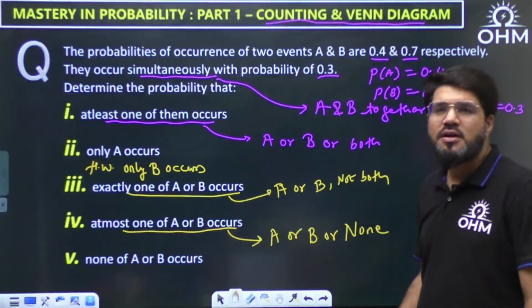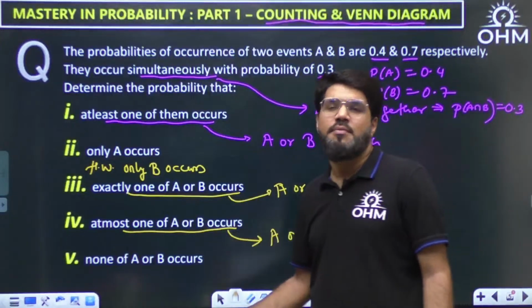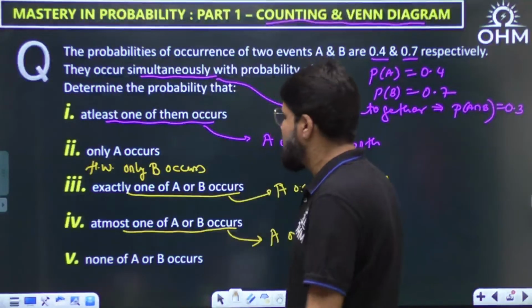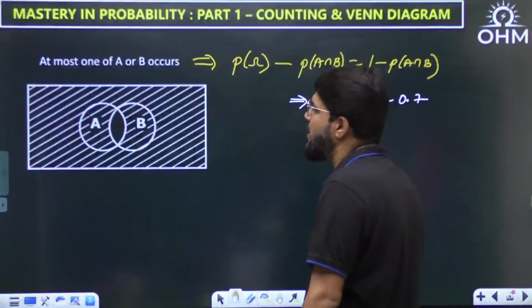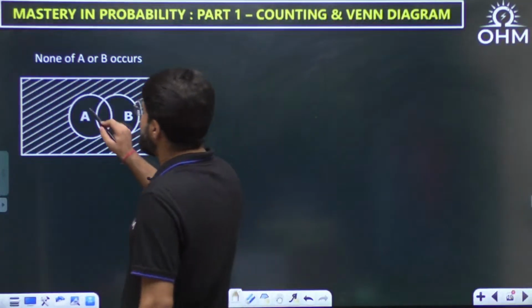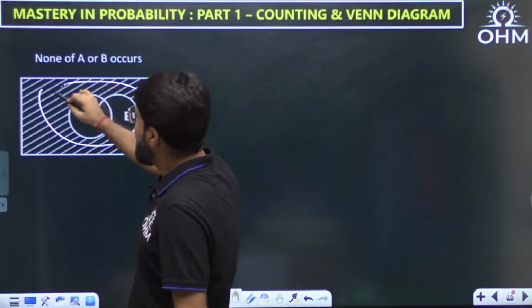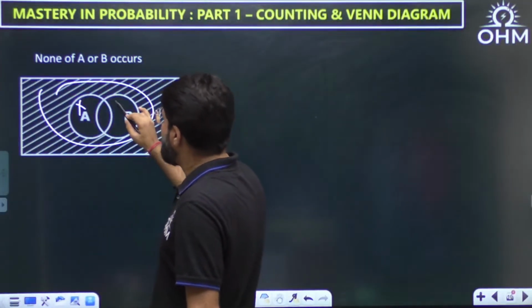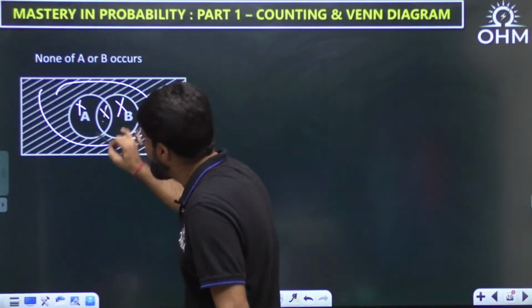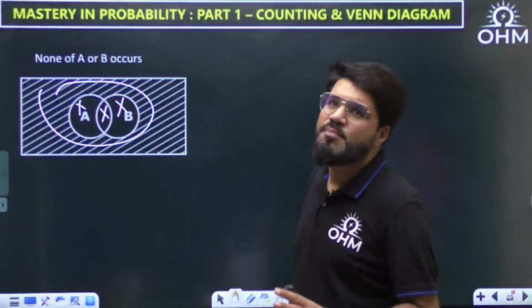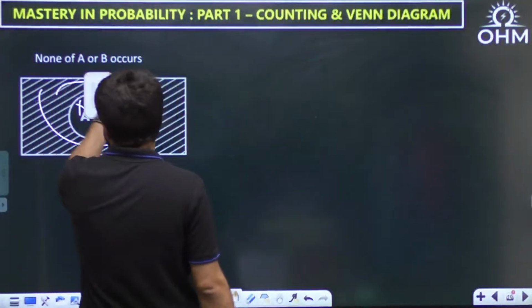So that means only the portion outside A and B. Outside A also, outside B also. You should not take anything inside. Okay, so this is a simple Venn diagram. Let me show you directly. This one here. See, none of A or B occurs. So here, none of them occurs. Here A occurs, so I don't take. Here B occurs, so I don't take. Here both of them occur, so I don't take. I only take the portion which is outside A and B completely, so that none of A or B occurs.